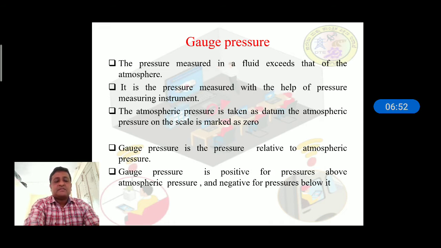Gauge pressure is positive for pressure above the atmospheric pressure and it is considered negative for pressure below the atmospheric pressure. It means the atmospheric pressure is considered as a datum reference, and variation of pressure above that is considered a positive gauge pressure. If it comes below that atmospheric pressure, then it is considered a negative gauge pressure.